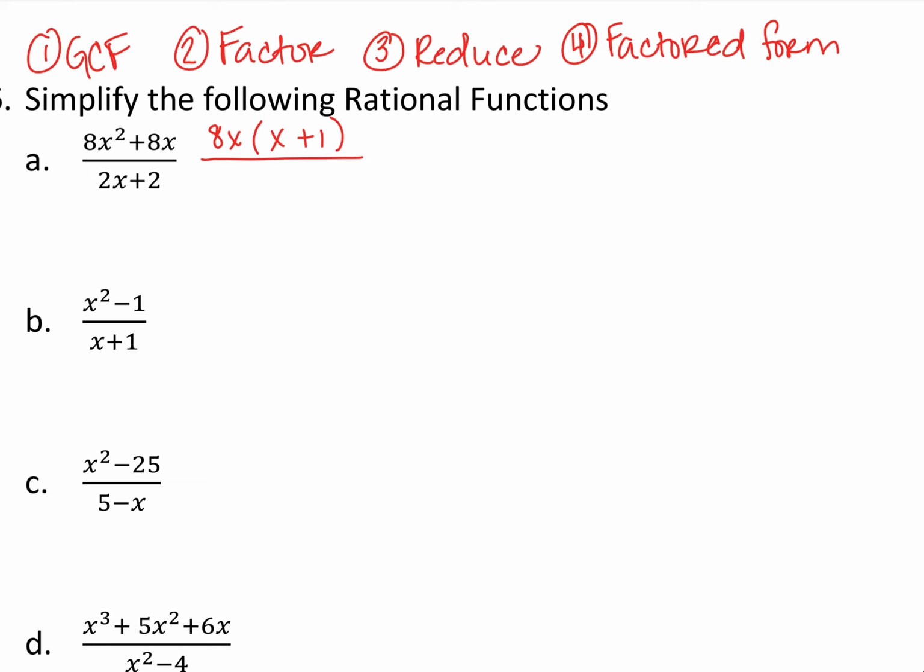For my denominator, I have 2x plus 2. They both have a 2 in common, so that's going to come out front, and I have an x plus 1. So I pulled out my GCFs in this case. I didn't have to factor any further after that.